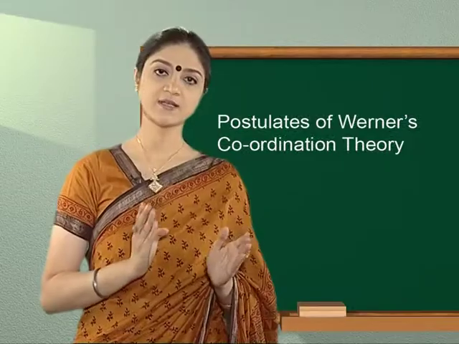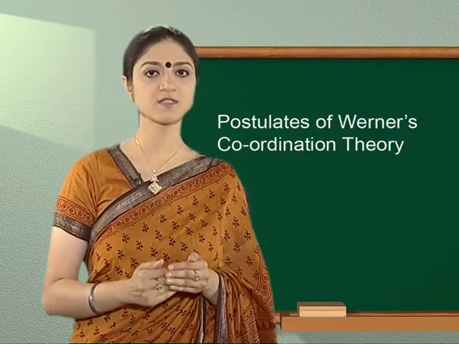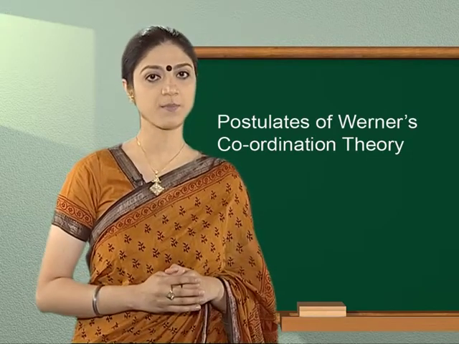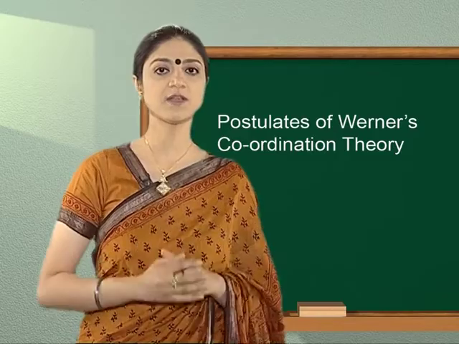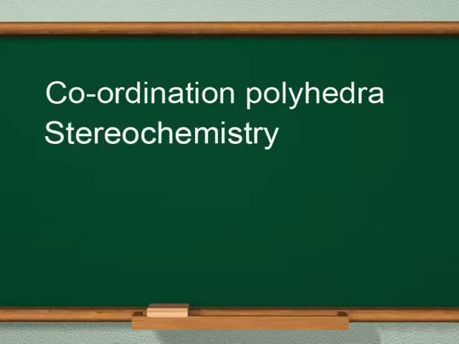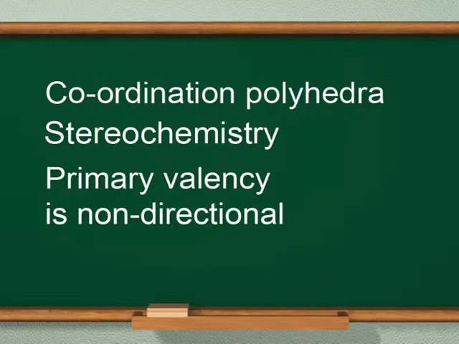In other words, secondary valencies have characteristic spatial arrangements corresponding to different coordination numbers. Such spatial arrangements are called coordination polyhedra. Thus, secondary valency determines the stereochemistry of the complex. On the other hand, primary valency is non-directional.